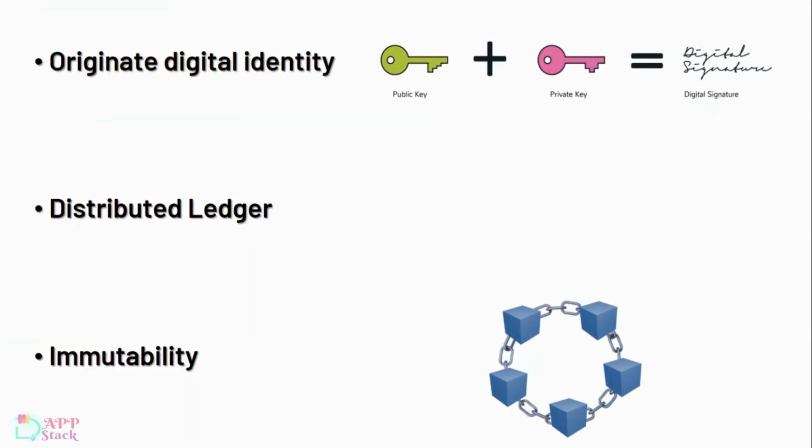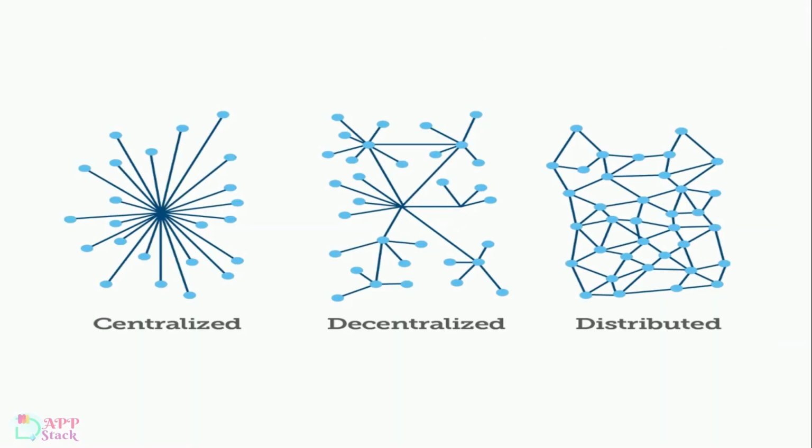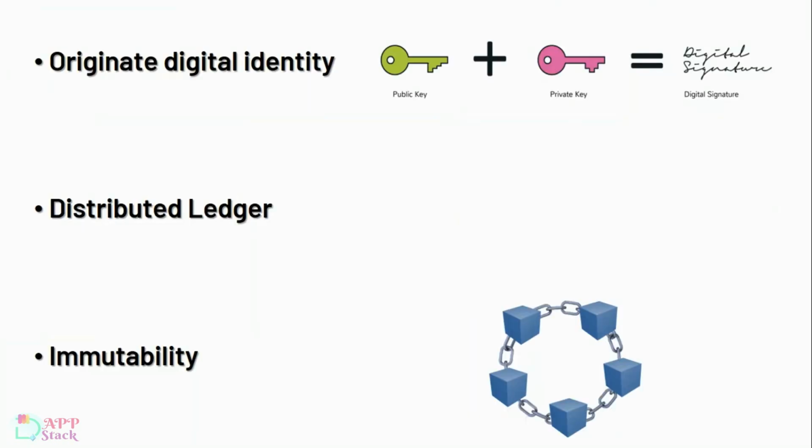Second is the distributed ledger. Blockchain is a decentralized system for exchange of value and uses a shared distributed ledger. As I told you earlier, a centralized network is controlled by a single entity or node. In a decentralized network, various control nodes are connected to each other, but in a distributed network, every node is connected with all other nodes without any central node. Now, third is immutability. Transaction immutability is achieved by way of blocks and chaining.